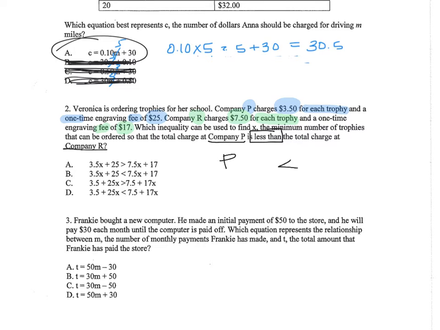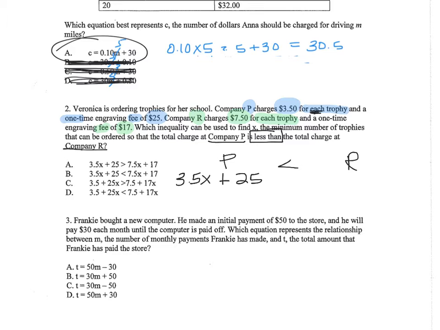I want P to be less than R, because that's going to be the tricky part when you get to the end, is figuring out which sign is supposed to go where. So now to plug in my numbers, I'm going to look back where I had Company P. It's $3.50 for each trophy and a one-time fee of $25. So there's that keyword each that we need to determine where our variable or our letter is going to go. So I'm just going to write 3.5x, because that's what I'm going to use for my variable, plus the fee of 25. So 3.5x plus 25.